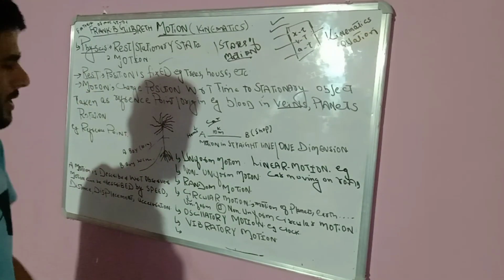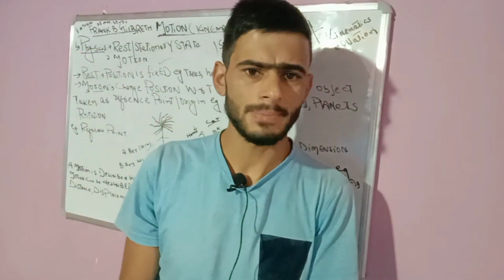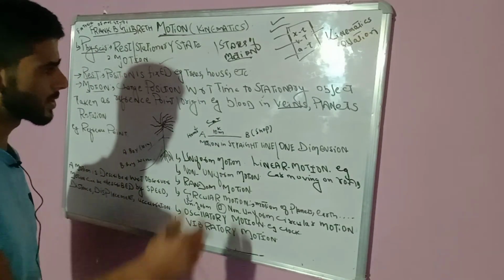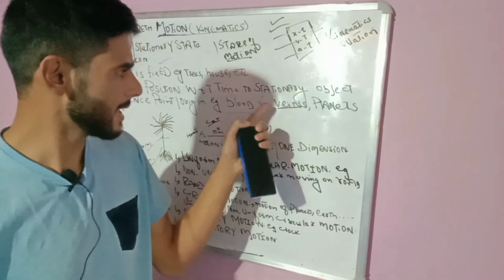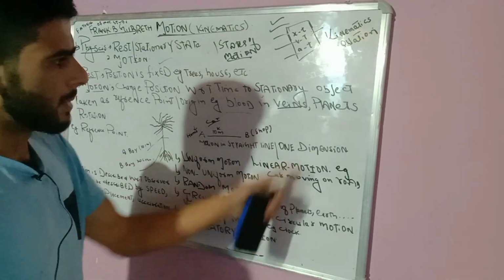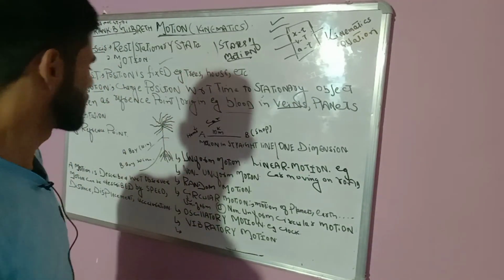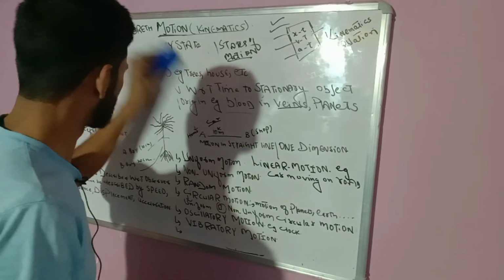Next one is motion. A body is said to be in motion when it changes its position with respect to time, taken with a reference point. For example, blood flow in our veins like arteries, capillaries. ठीक है, ये सब किस में आते हैं बच्चों? Examples of motion: planets, rotation. These are all examples of motion. This is the total about rest and motion.